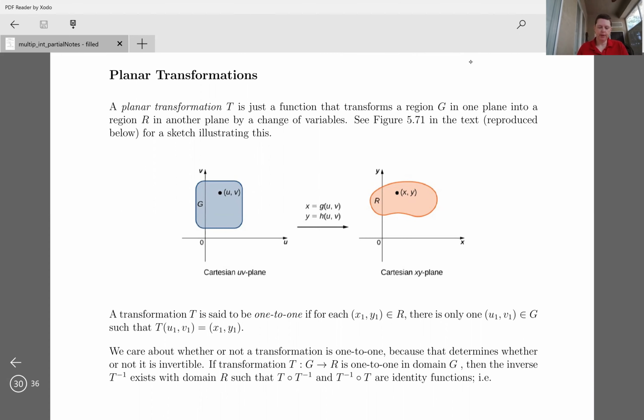So a transformation T is said to be 1-to-1 if for every point in our region R, there's only one point in region G that it could have come from. In other words, for every (x sub 1, y sub 1) in R, there is only one point (u sub 1, v sub 1) in G such that the transformation applied to (u sub 1, v sub 1) gives us the point (x sub 1, y sub 1).